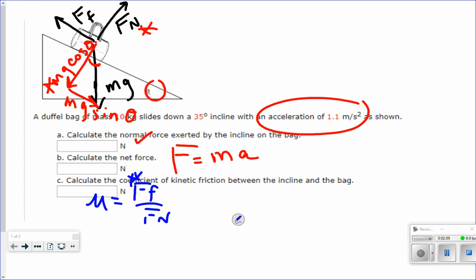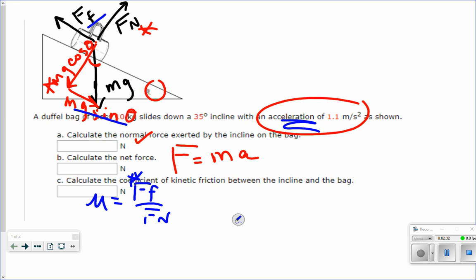And you may think, oh, this one and this one are almost always equal to each other because that's what we've done in all the other problems. But you would be incorrect in this case. And the reason for that is because this is an unbalanced force, right? We are accelerating down the hill. And if we're accelerating down the hill, what that means is that we do not have equal and opposite forces going up the hill and down the hill.